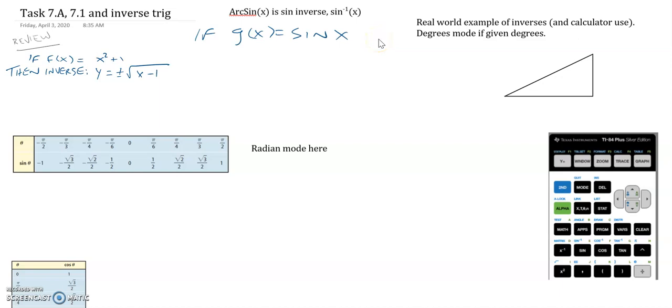Hey, PreCalc students, this is lesson 7.A, or task 7.A. It's about 7.1, that's chapter 7, section 1, the next chapter in our textbook. We're going to do some inverse trig.